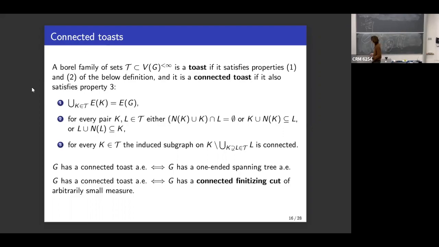The other direction is a tiny bit harder. If I have some finitizing cuts, I'll want to start plopping them on top of each other to try to build a connected toast. The first level I can plop down, I've got a bunch of finite sets in this, so there's always connected paths outside of these ones. Afterwards, I'll want to put down another bigger one of these things, minus my finitizing cuts. And of course, the issue is that I don't want to throw too much out and I want to preserve my toast properties. So how are we going to do that?